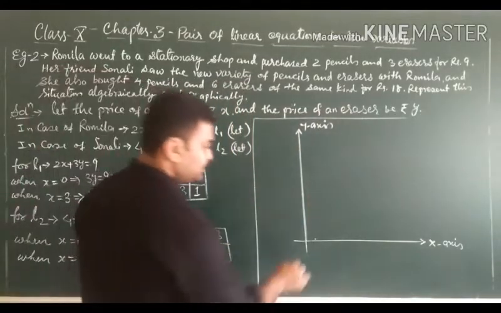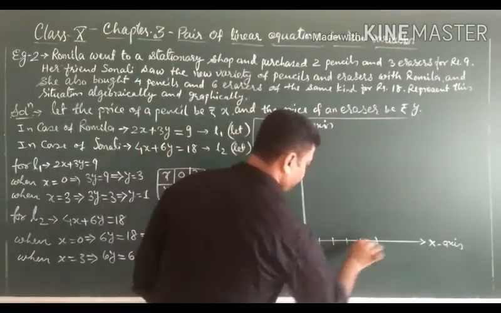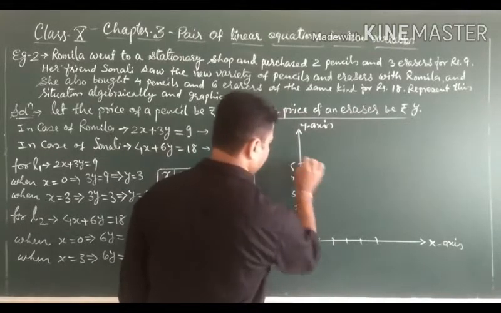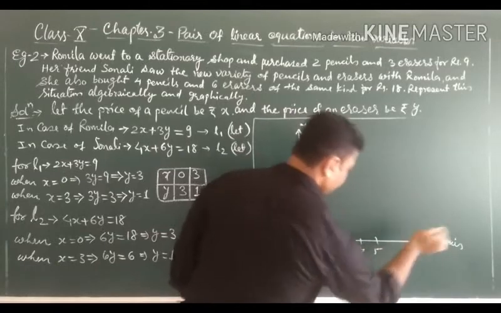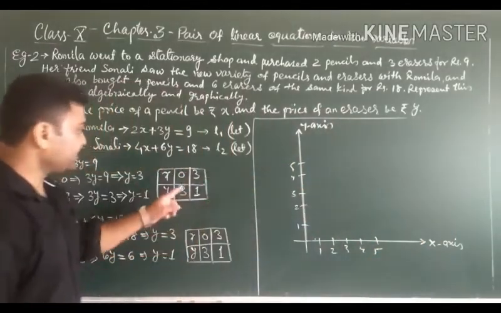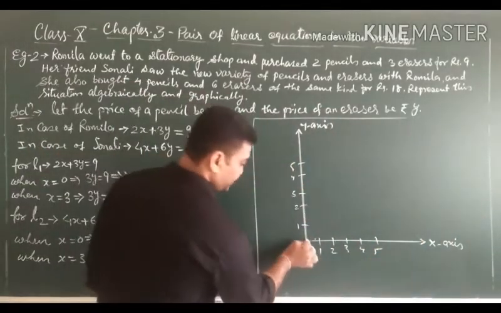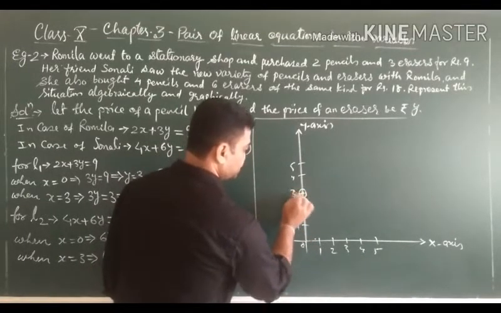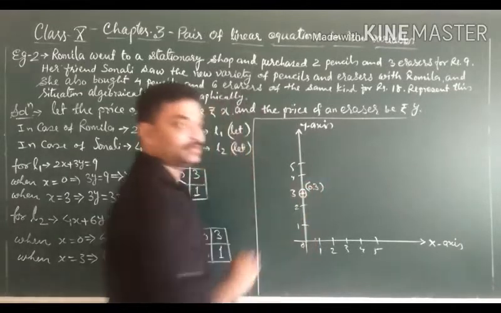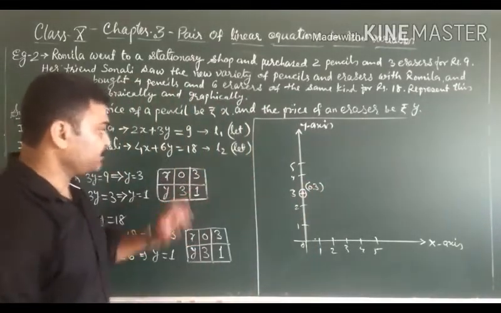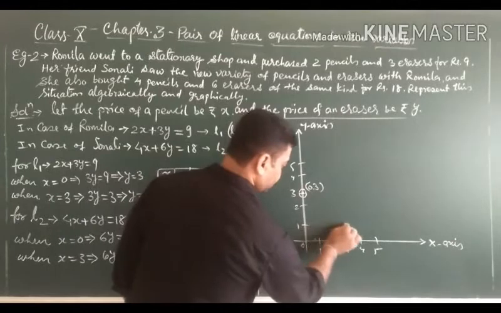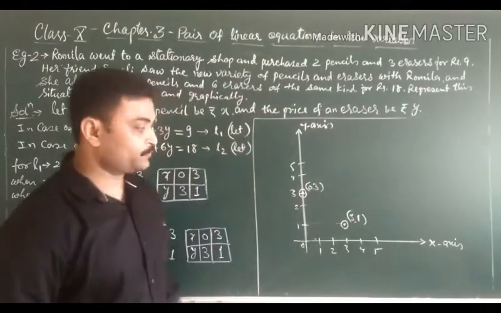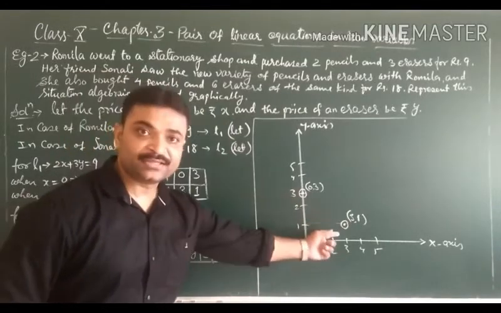X-axis and y-axis, that is 1, 2, 3, 4, 5, 1, 2, 3, 4, 5, and so on. First point is 0 and 3. Here it is 0 and 3. Second point is 3, 1. 3 and 1 here, this point. Now what do we do? We will join these 2 points.